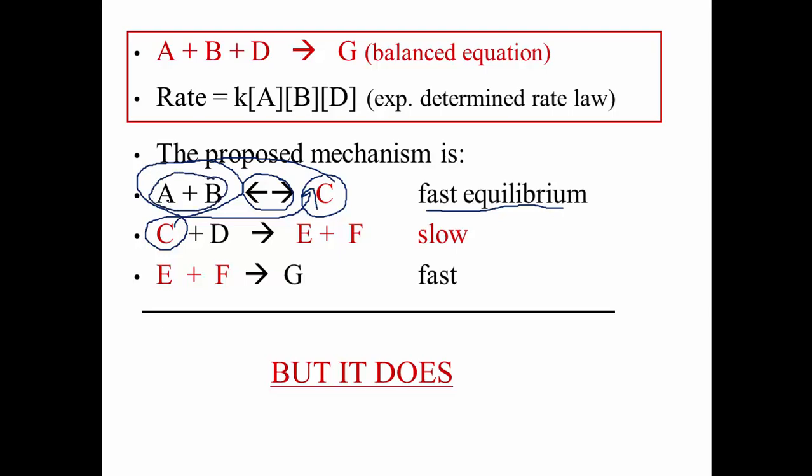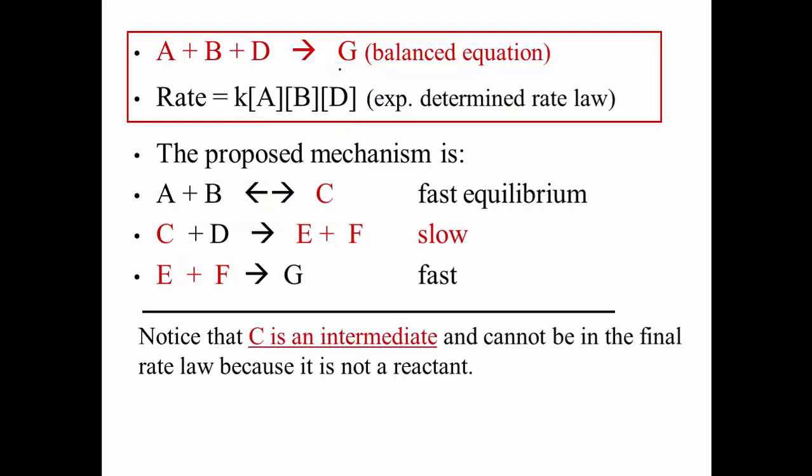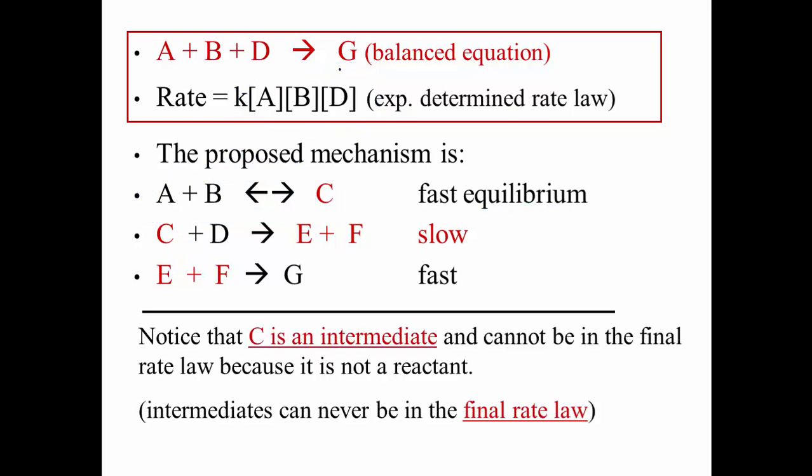If we do that, we see A first order, B first order, and D first order, and that does match our experimental rate law. So C is an intermediate. It cannot be in the final rate law. Intermediates can never be in the final rate law. The final rate law has to include only reactants.